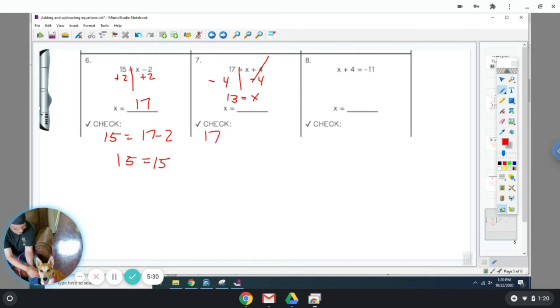So you can plug that in. 17 is equal to 13 plus 4, which is 17 equals 17. You subtract 4. These cancel out. Negative 11 minus 4 is negative 15. So then I'm going to check it. So negative 15 plus positive 4 equals negative 11. So negative 11 equals negative 11. That's true.